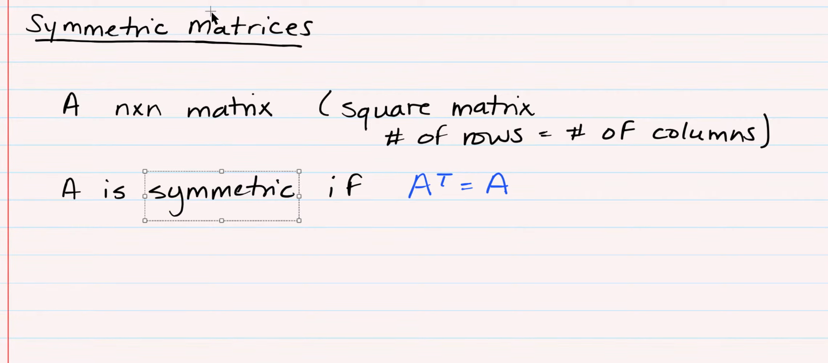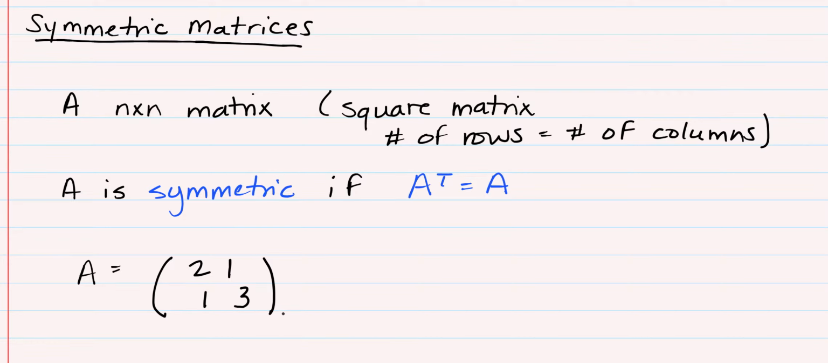So let's look at an example. Let's say A is the matrix 2, 3, 1, 1. This is a 2 by 2 matrix. This matrix is symmetric. If I take the transpose of this matrix, it leaves the diagonal fixed, but it flips these two, and I'll just get the same matrix. So A transpose is 2, 1, 1, 3. So A is symmetric.